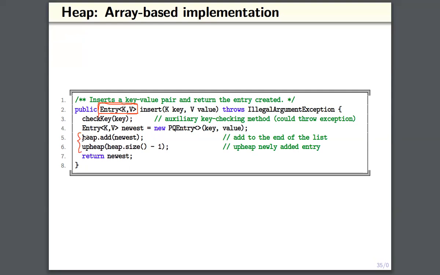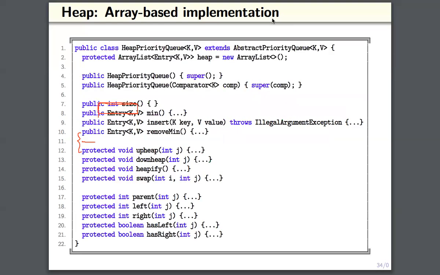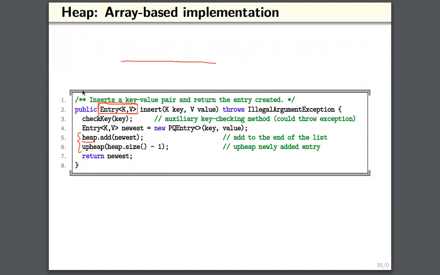Heap dot add. What is a heap? Heap is the array list. Look at this. Heap is the array list of entries, array list of key comma value pairs. So in insert, you insert the key comma value pair, that entry, into the heap array list. Add automatically adds it to the last node, right? That's the meaning of add. Add means add last in an array list.